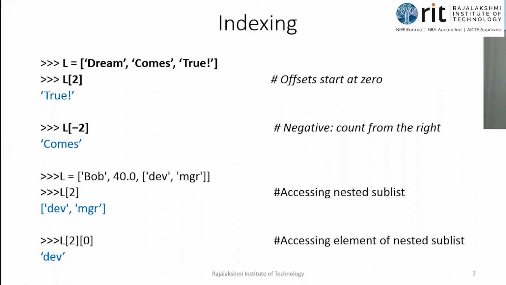So this is how we should give it. I have said that the index operator can take only one index. So when you say L of 2, then after that, 0. What is there in L of 2? Dave, MGR. In that you pick the value at index 0. What is the value at index 0? Dave. At index 1 there is MGR. Okay, hope this is clear to you.